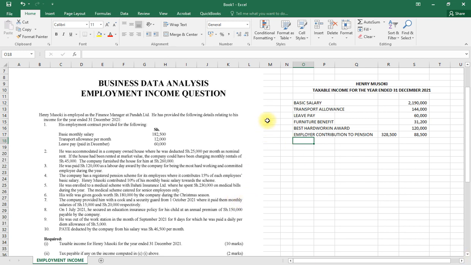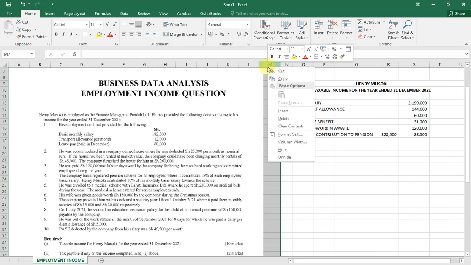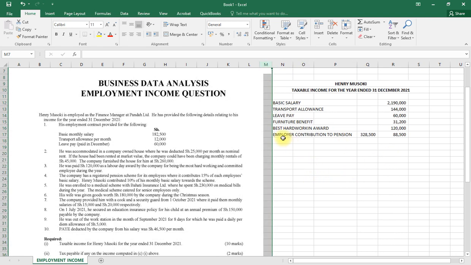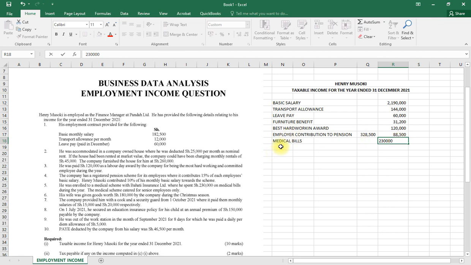Then the other thing that we have, under the pension, is that the one Henry was contributing will be an allowable deduction. He was enrolled in a medical scheme with Bahati Insurance, where he spent 230 on medical bills during the year. The medical scheme catered for seniors, so this one is discriminatory, and because it is discriminatory, it will be taxable. The whole amount of 230 will be taxable. So let me just call it a medical scheme.